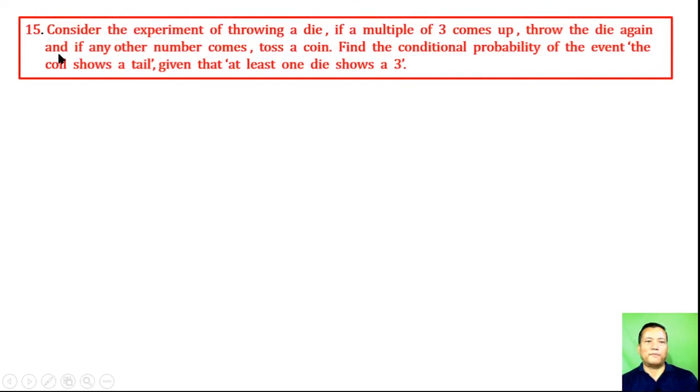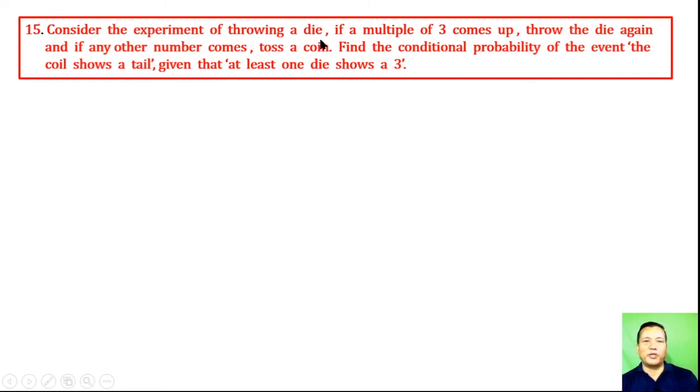Question number 15. Consider the experiment of throwing a die. If a multiple of 3 comes up, throw the die again, and if any other number comes, toss a coin. Find the conditional probability of the event: the coin shows a tail, given that at least one die shows a 3.